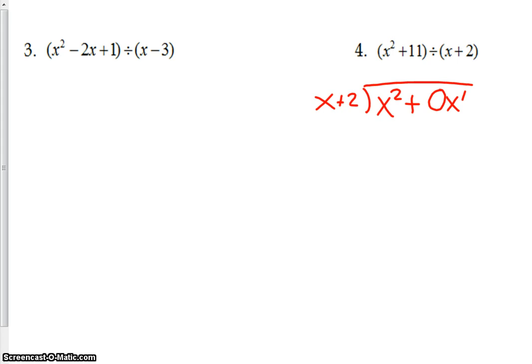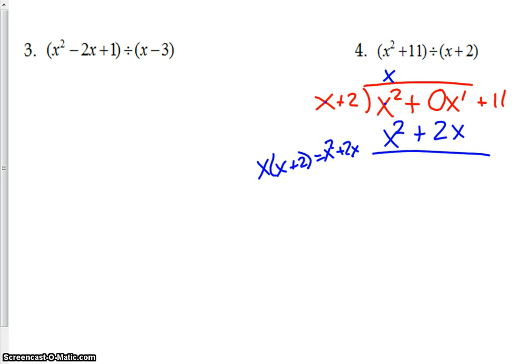So what I do is I add a 0. So I say that's like 0 times x to the first power, and then here plus 11. Okay, so if you don't have a term, like here in number 4, you have to add in a 0. Okay, so now we can solve this better. Well, what do you multiply this x by to get x squared? And the answer is x. So again, off to the side, I'm taking x times x plus 2. I get x squared plus 2x. All right, that's what I'm going to write here, x squared plus 2x.